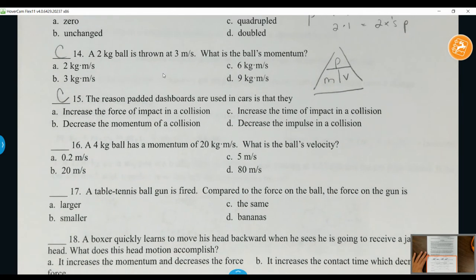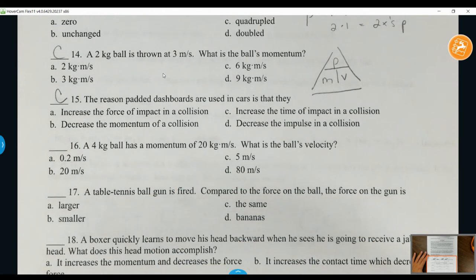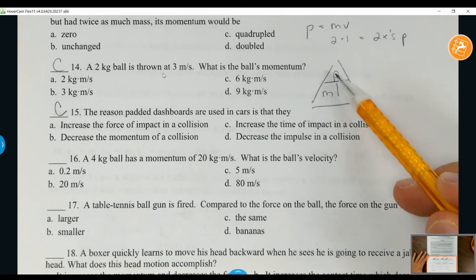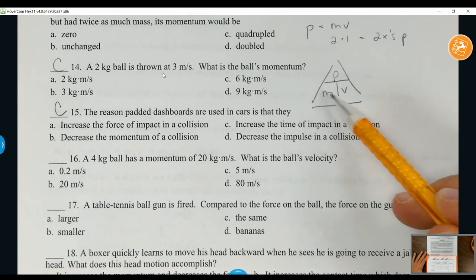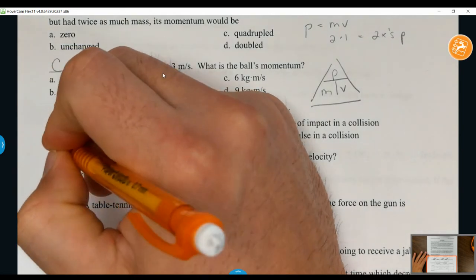Number 16, you're given momentum of 20 and a mass of 4. So P is 20, M would be 4. 20 divided by 4 is going to give us 5. So we're looking here for letter C.